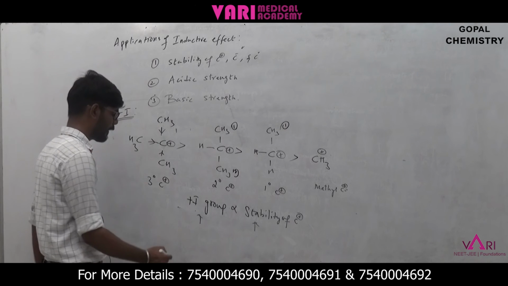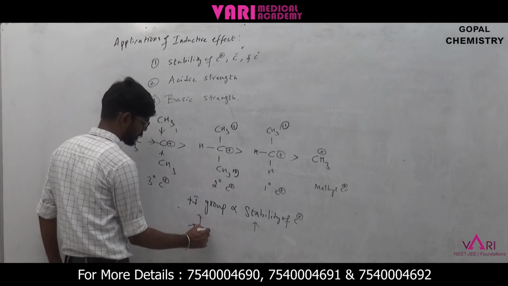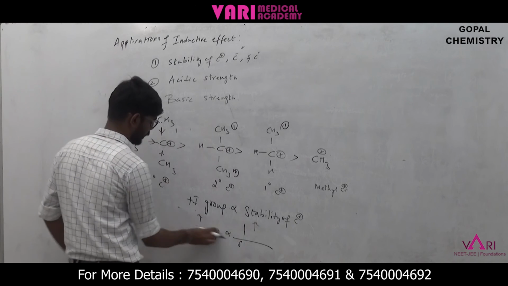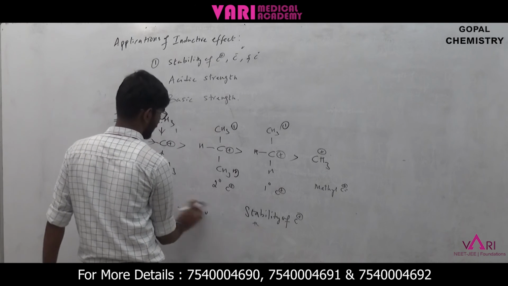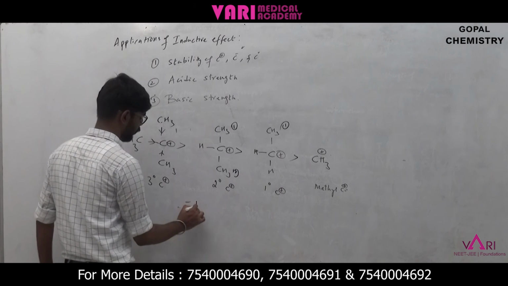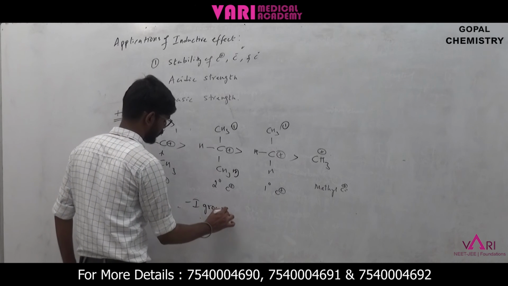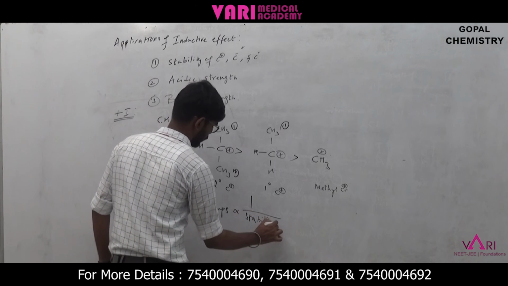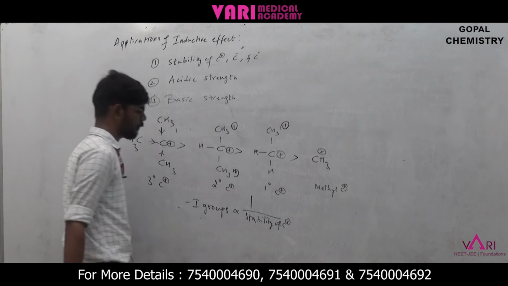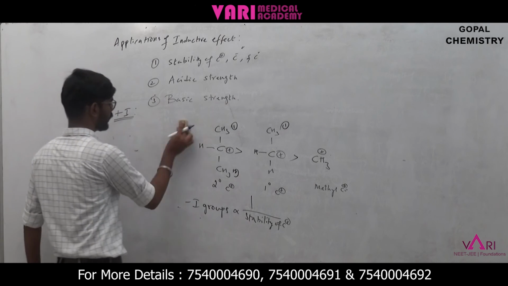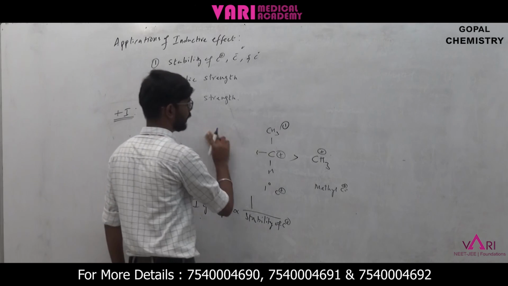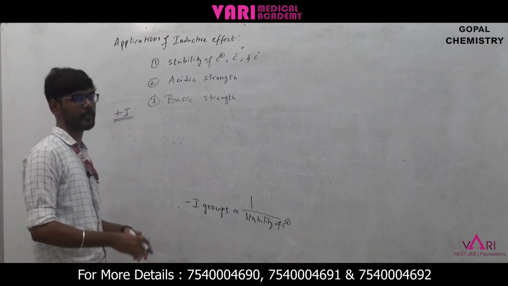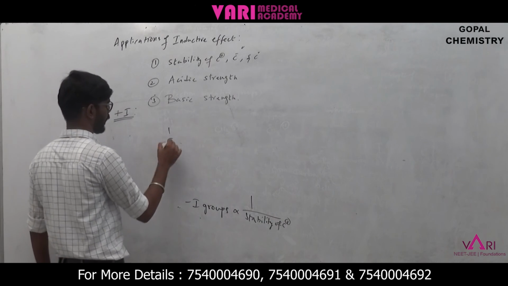In other words, when the minus I groups are there, the carbocation is very less stable. So minus I groups are inversely proportional to the stability of the carbocation. How could we explain this one? The carbocation itself has a deficiency of electrons. Again, if an atom or group is withdrawing electrons from that carbon, it will destabilize that carbocation.